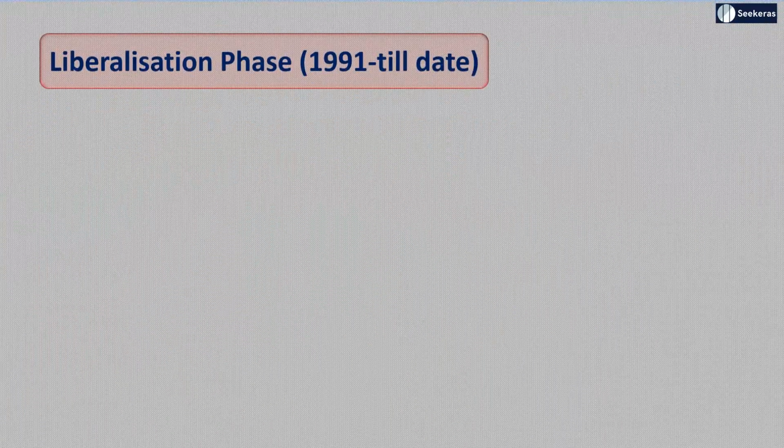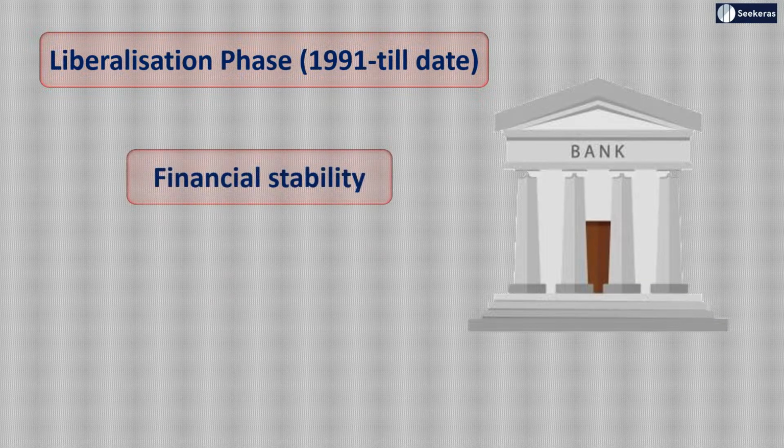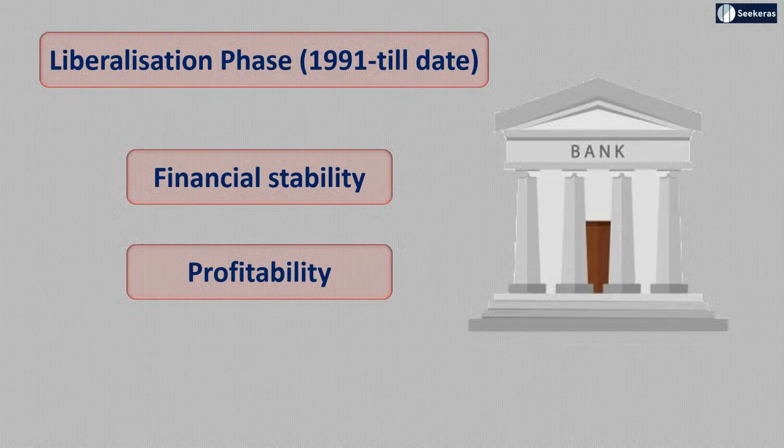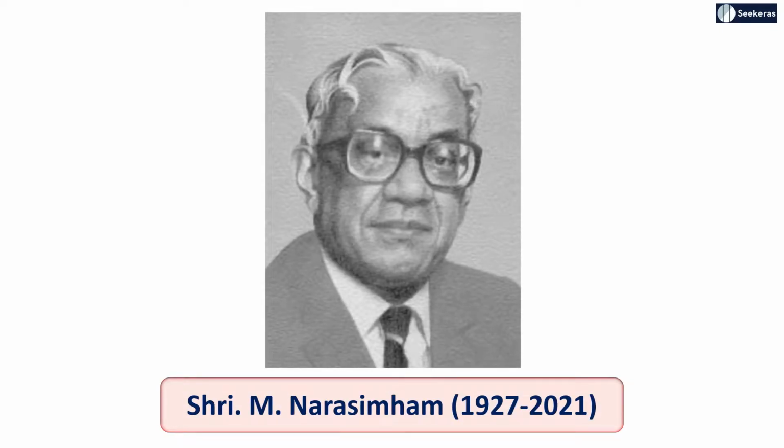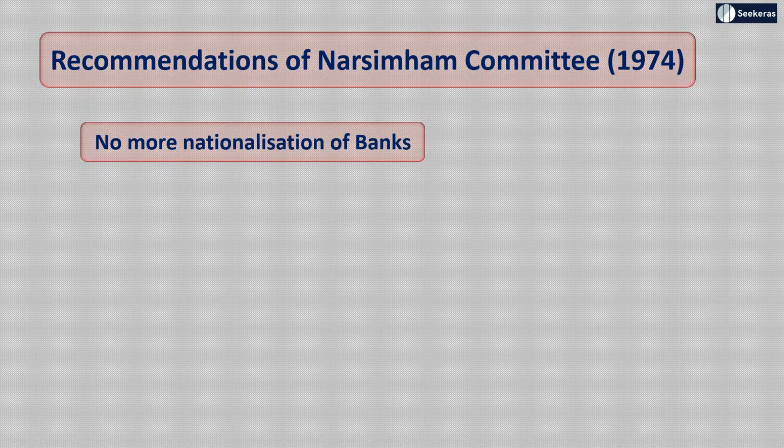Liberalisation phase 1990 till date. In order to improve financial stability and profitability of public sector banks, the Government of India set up a committee under the chairmanship of Sri M. Narsimham. The committee recommended several measures to reform the banking system in the country. The major thrust of the recommendations was to make banks competitive, strong, and conducive to the stability of the financial system. The committee suggested no more nationalization of banks.